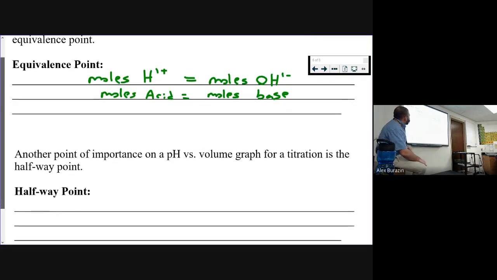Another point of importance on a pH versus volume graph for a titration is called the halfway point. Don't hurt your brain cells on this one. The halfway point is halfway to the equivalence point.